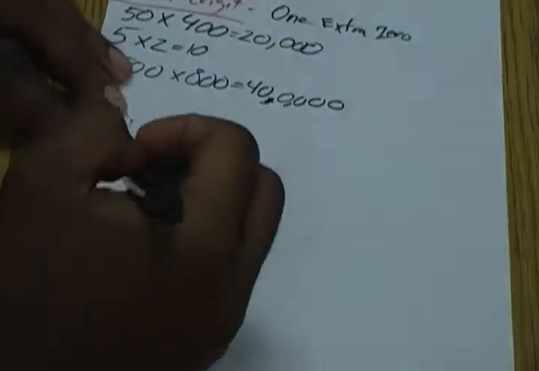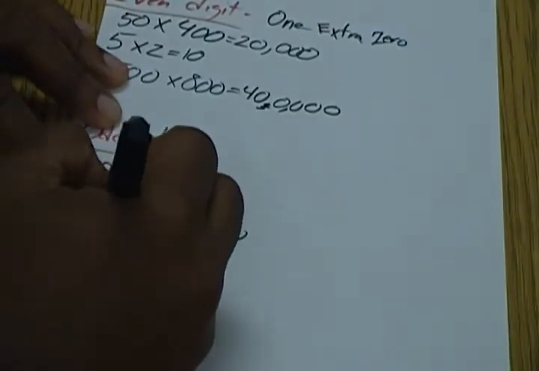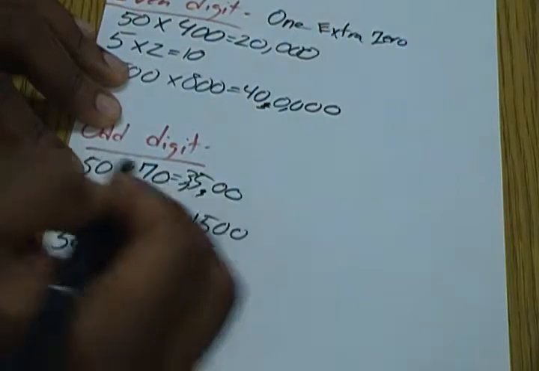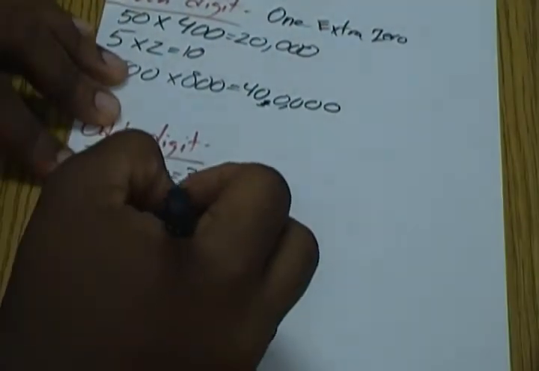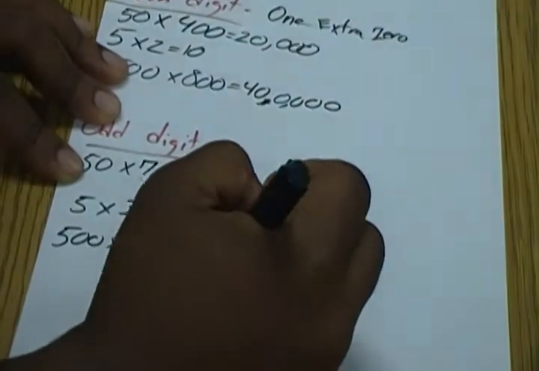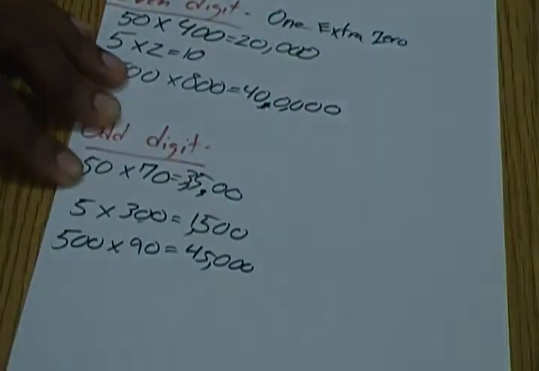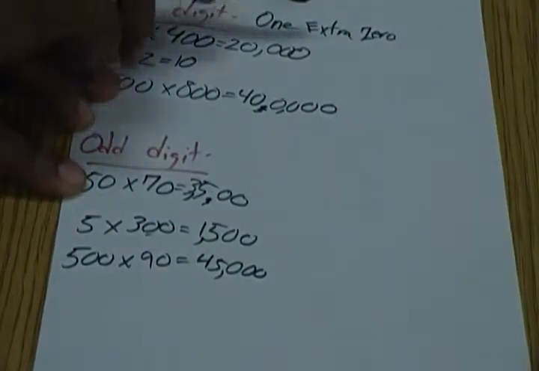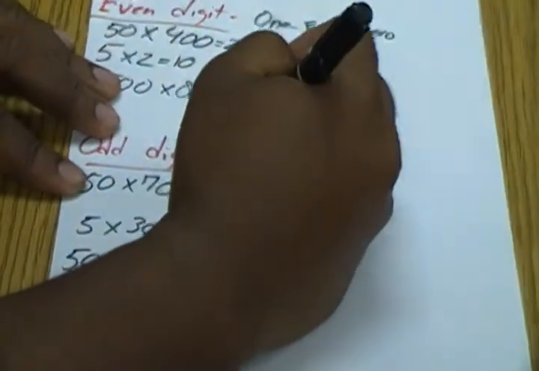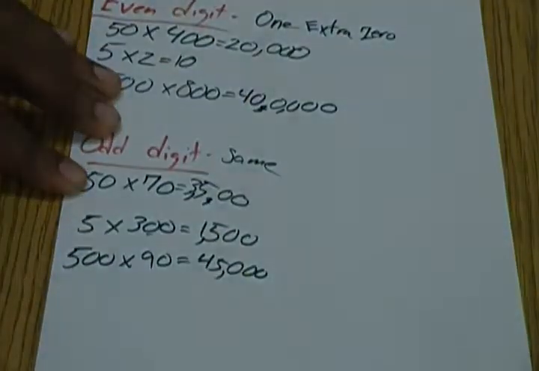Let's try one last one. Do 500 times, let's do 90. 5 times 9 gives you 45. And there's 1, 2, 3 zeros. So we're going to add on 3 zeros here. And there goes our answer. So once again, with even digits, there's going to be one extra 0. With odd digits, it's going to be the same. Alright.